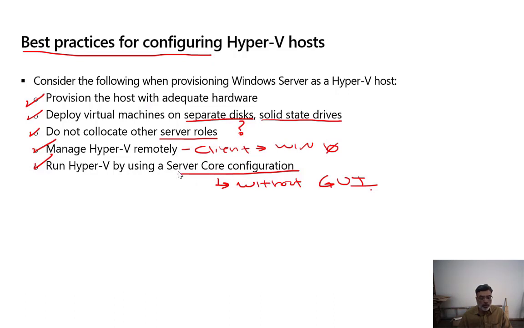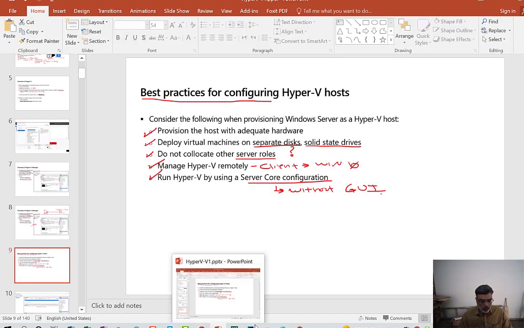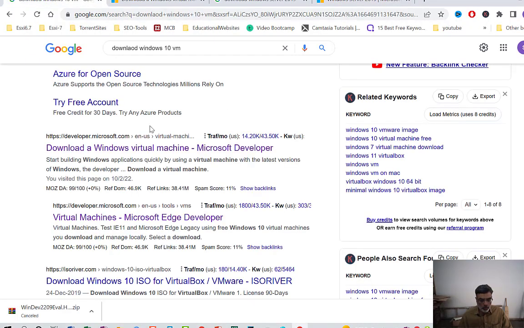Run Hyper-V by using a server core configuration. What is server core configuration? Server core configuration is where we do not install the graphical user interface on our Windows server. So I will show you in my future video how to install a server core installation on a Hyper-V machine.